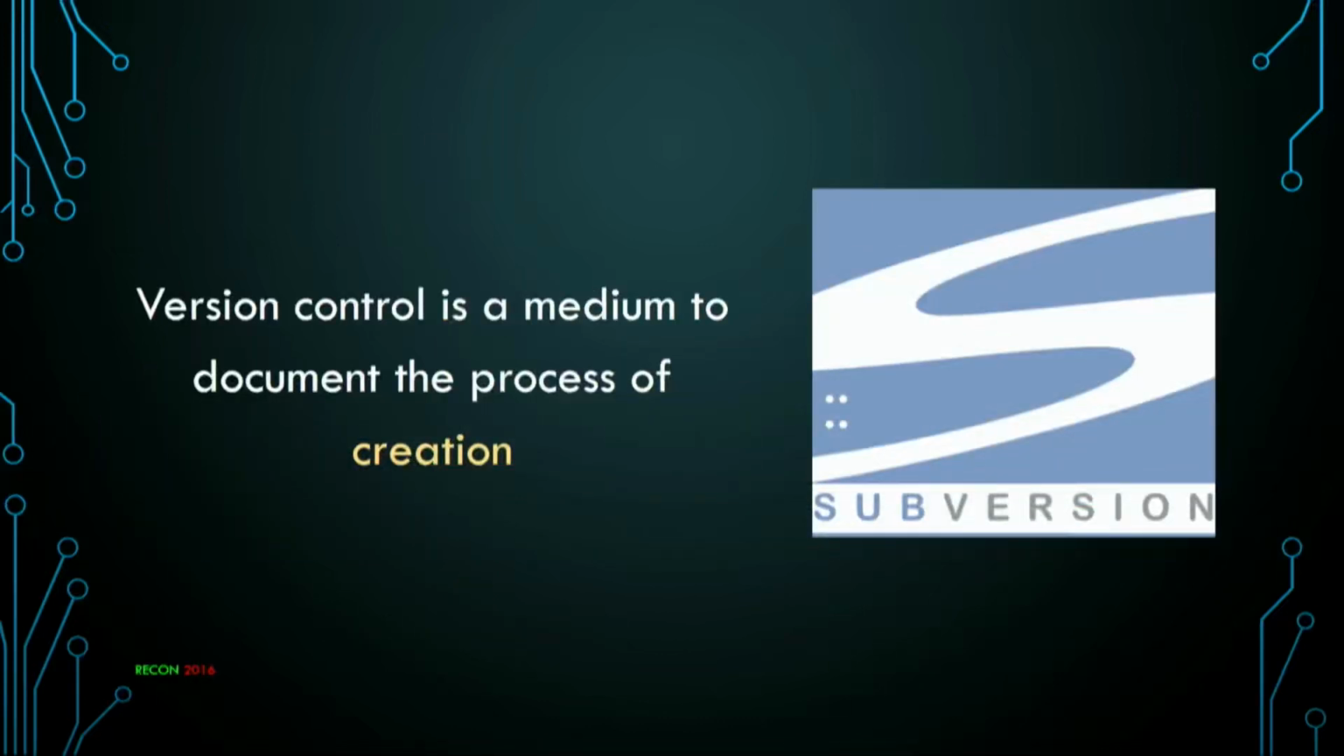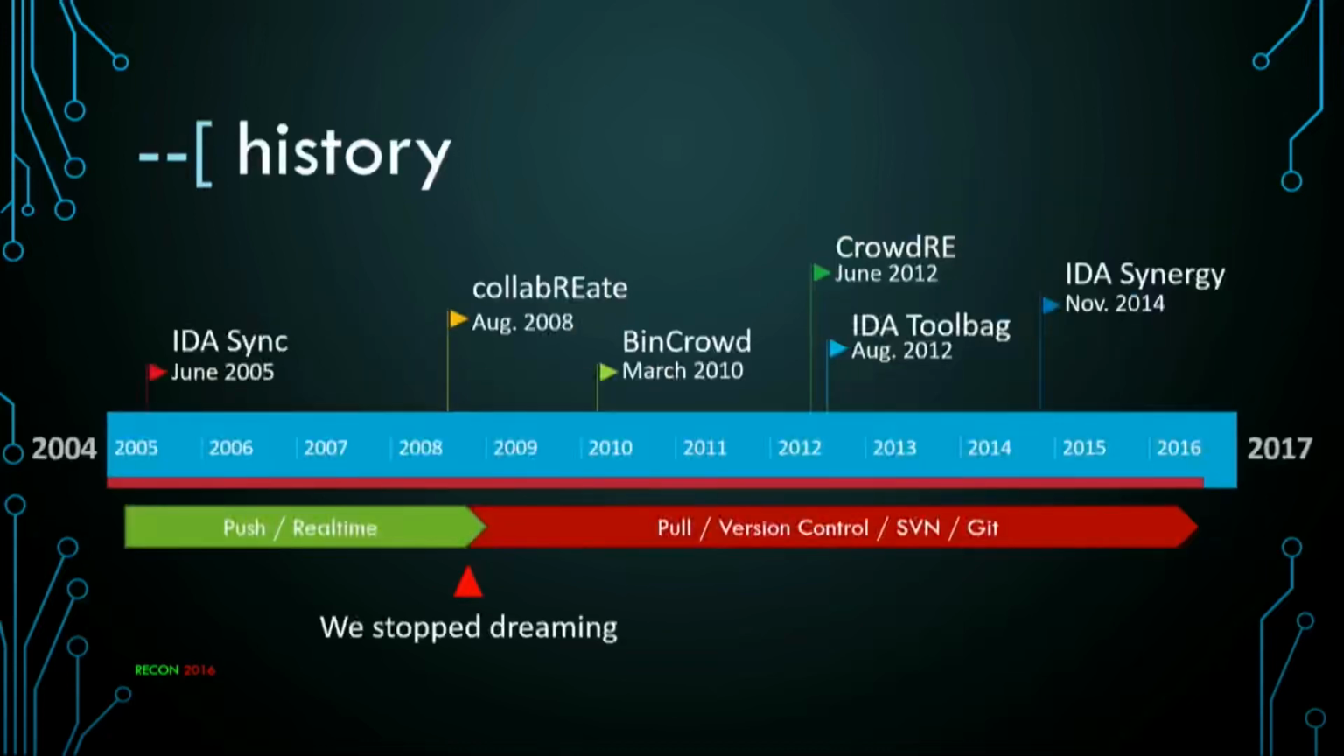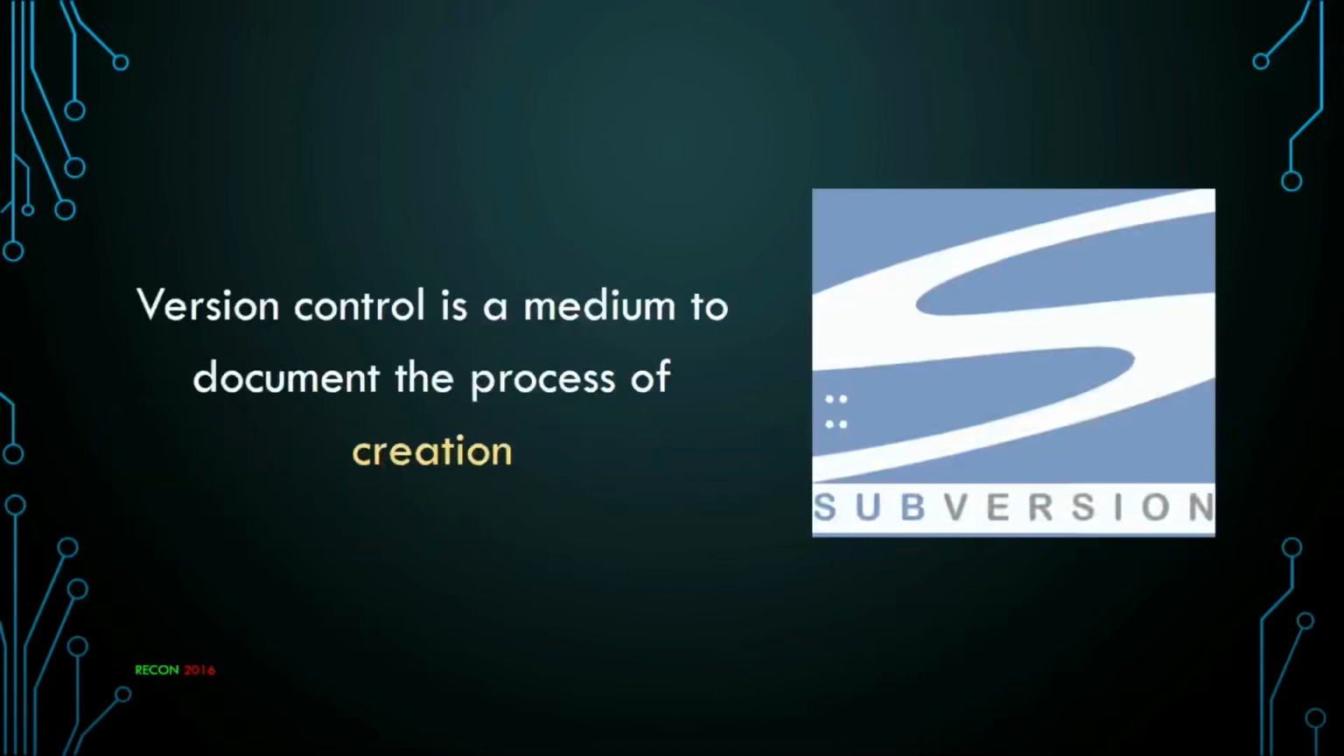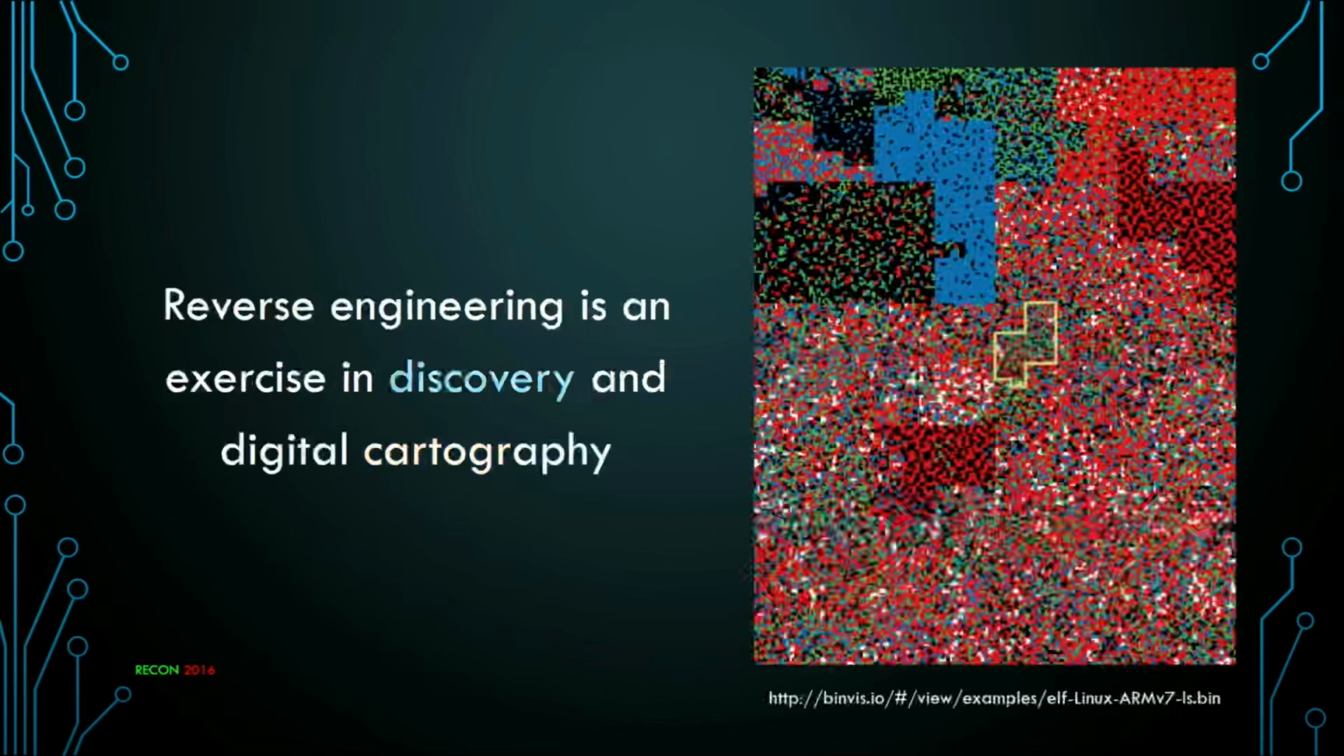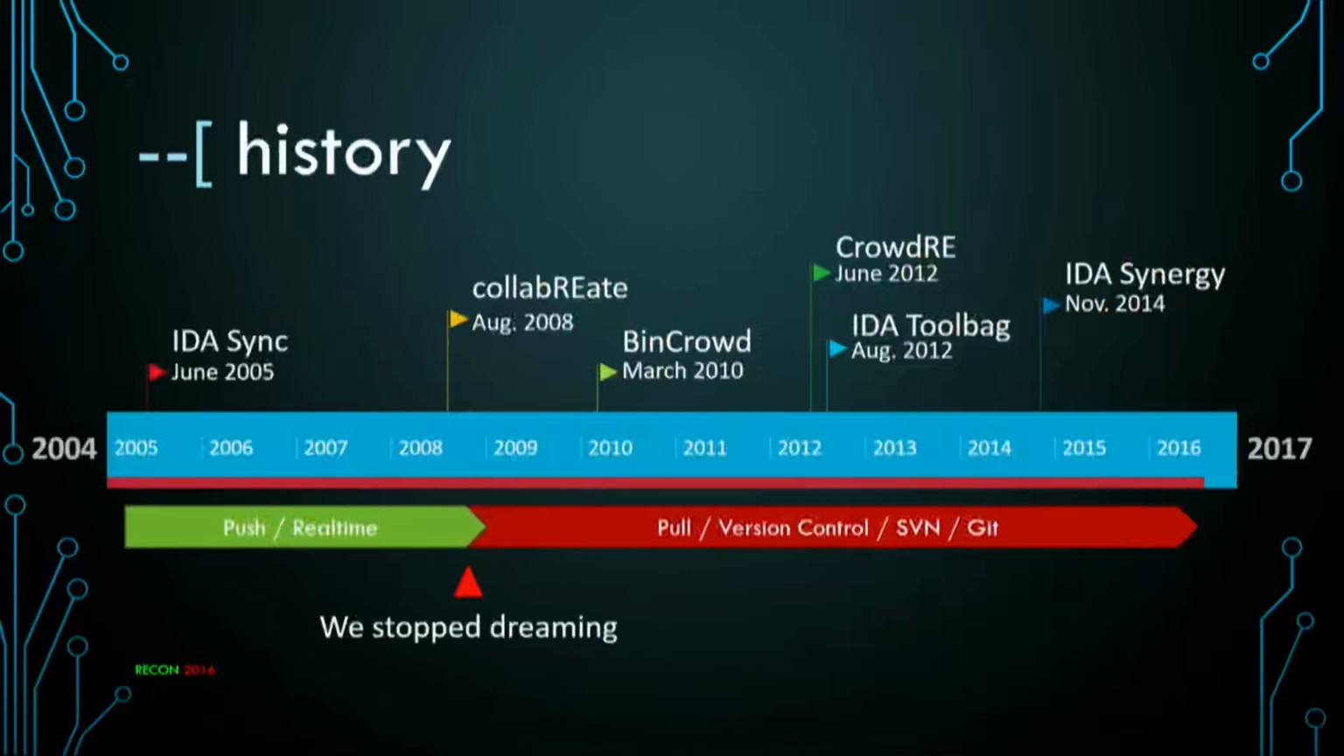So version control. Talking about why version control was bad: version control is a medium to document the process of creation, right? For source control, you're developing code, you're writing code. But reverse engineering is an exercise in discovery and digital cartography, right? You're trying to understand what this binary is, what this blob is. You're trying to document it. You're not writing code. You're not developing a system. So pull and version control, SVN, Git, that seemed very strange for a medium of storing and maintaining notes and whatnot.